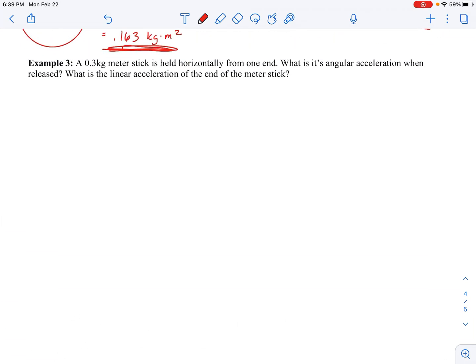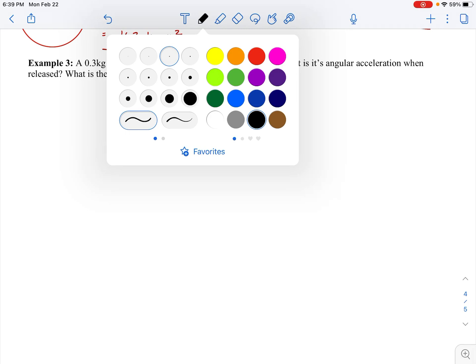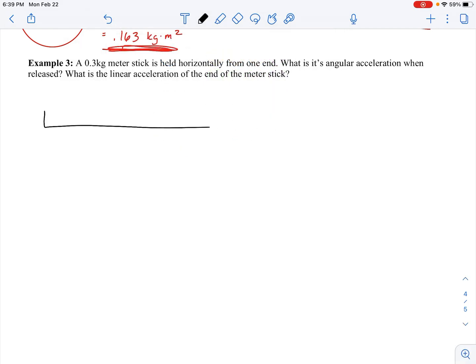Okay, next example. A 0.3 kilogram meter stick is held horizontally from one end. What is its angular acceleration when released? What is the linear acceleration of the end of the meter stick? This is one of my favorite problems, and we'll do an example of this in class. Come on, Notability, help me draw a meter stick. There we go. There's my meter stick.